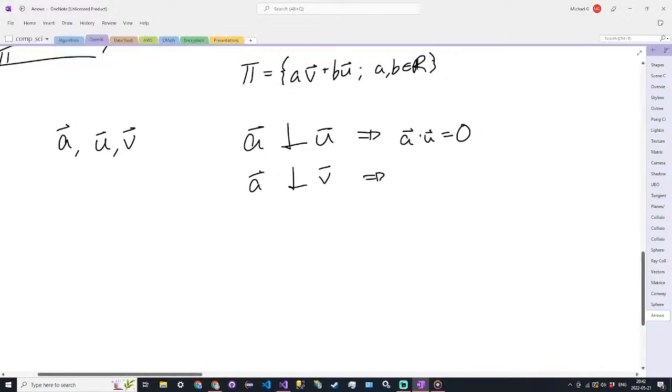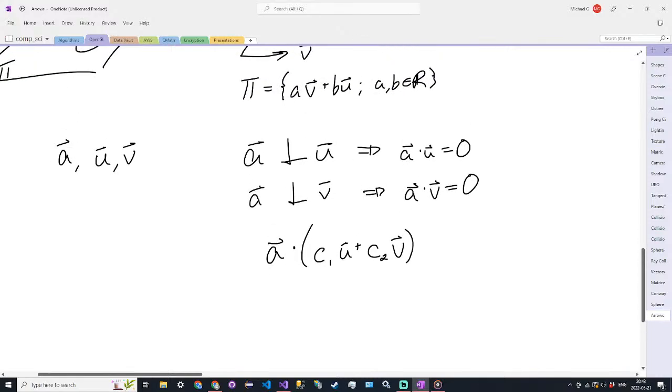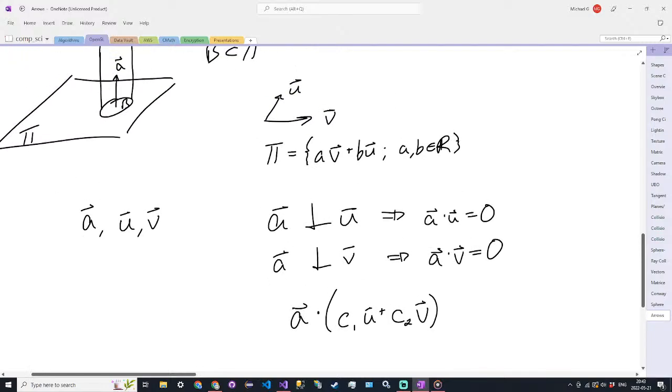So we know that a is perpendicular to u, meaning the dot product is 0, and the same thing goes for a and v. Now, if I take the linear combination of any vector u and v, let's say a dotted with, we'll call the constants now, c1u plus c2v. So the c1u plus c2v is just a linear combination. And this is very similar to the definition of pi. So we're kind of testing here that a dotted with any linear combination of v and u, i.e. a dotted with any vector in the plane pi.